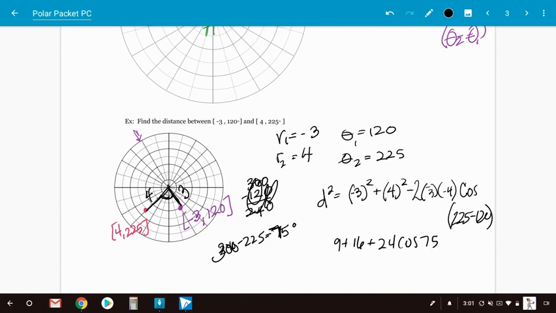And when you work that out, and of course I don't have a calculator in front of me, so I'd have 9 plus 16 plus 24 cosine 75. I got 31.2, and then I need to square root that. So I got 5.59-ish as my answer. So that would be the distance here between these two is 5.59.